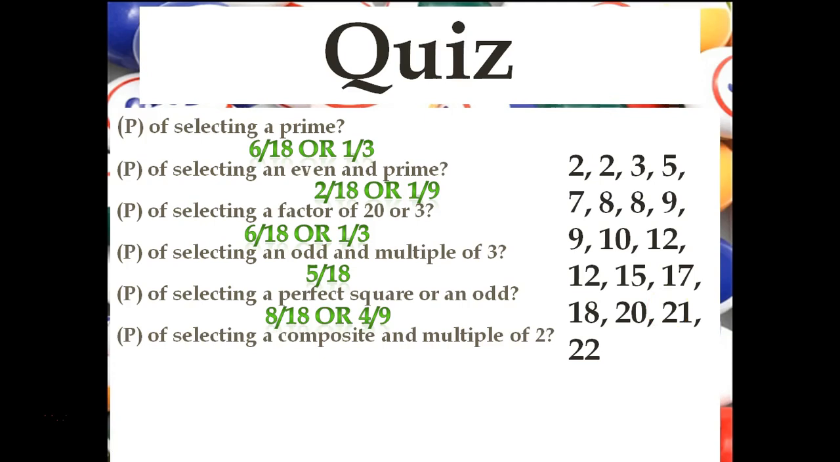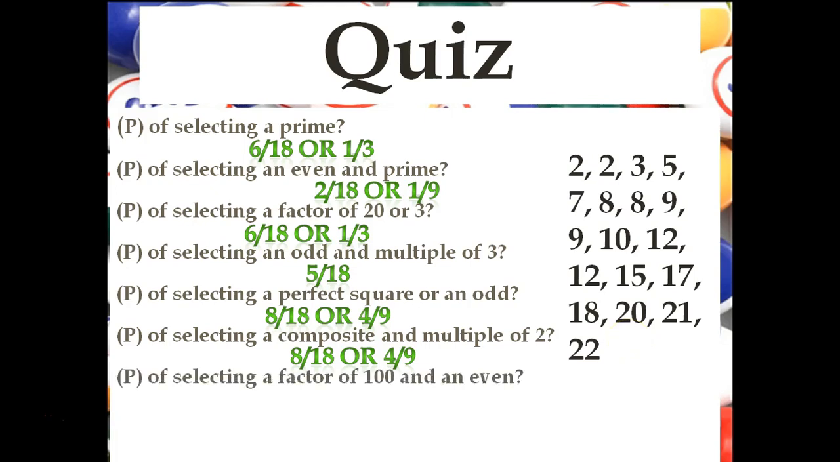Next, probability of selecting a composite number and a multiple of 2. So once again, must be both. The composite numbers would be 8, 10, well, I guess 9 would be composite, but it's not a multiple of 2. So we have 8, 10, 12, there's two 12s, 18, 20, 22, for a total of 8 once again, 8 out of 18, or 4 ninths.